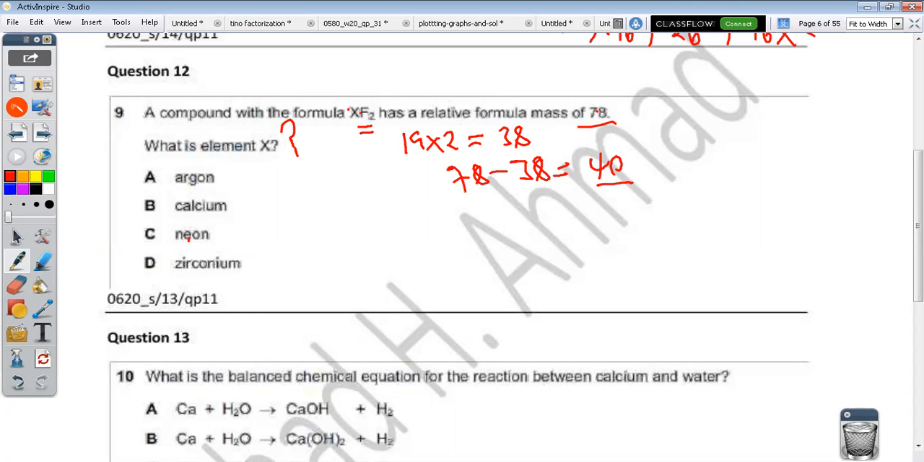It's argon. It's calcium. We have two things that have got mass of 40. What's the answer? Calcium. Why is it not argon? The answer is calcium. Why is it not argon? What do you know about group 8? Does group 8 react with anything?